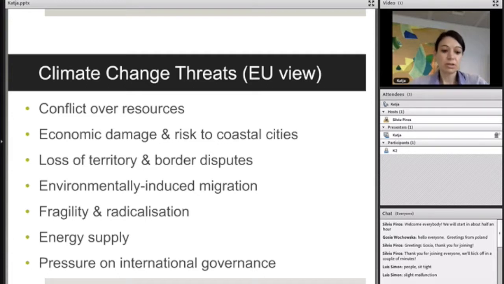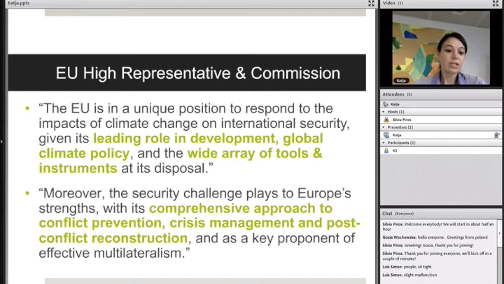And so that's why I have, on this, my last slide, 2 quotes. They both are from 2008, from a publication by the EU High Representative together with the European Commission. And this is really about what kind of role the European Union can play in this context of climate change being a security threat multiplier.